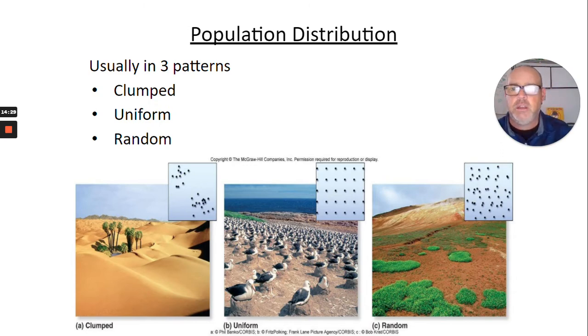Moving on to a few more terms here, distribution. So usually in 3 patterns: clumped, uniform, and random. Pretty self-explanatory by the pictures. Some of them are in clumps. Some of them are uniformly distributed, meaning they all have about equal space, and others are random. So not anything too tricky there.